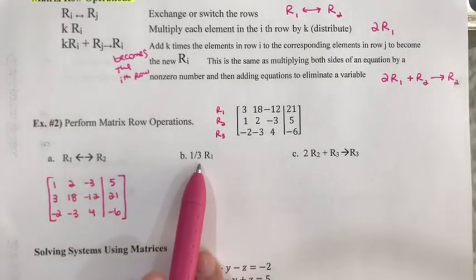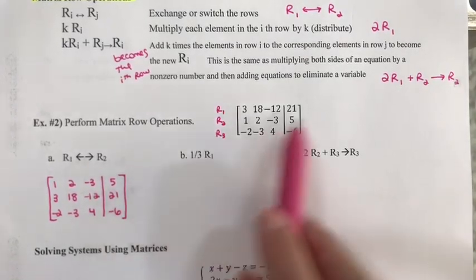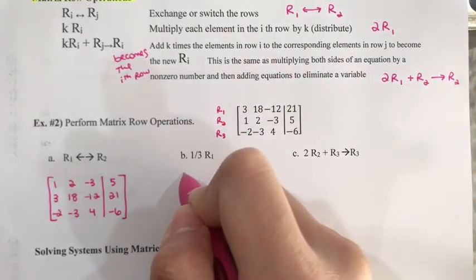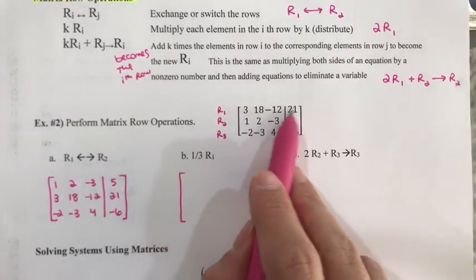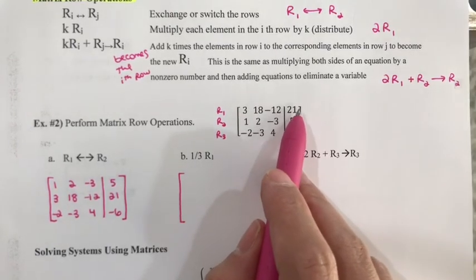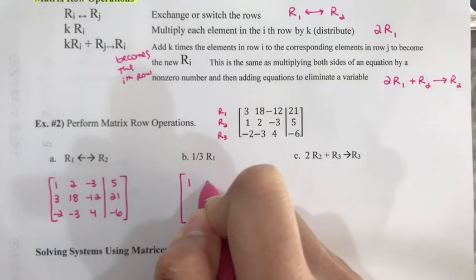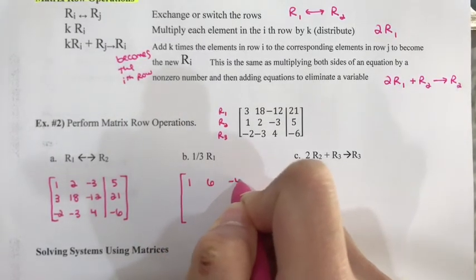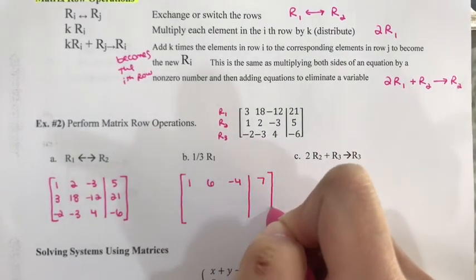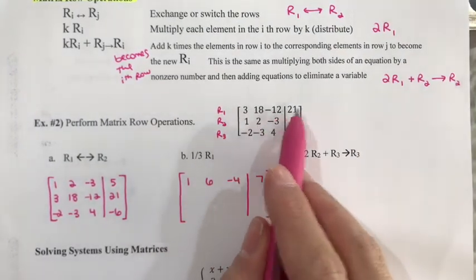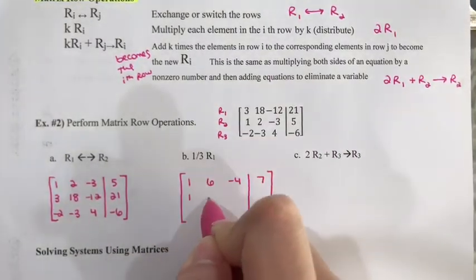Now, our second thing that we're asked to do is, what if we have 1/3 times the first row? I'm going to go back to the original problem and multiply all of these numbers in the first row by 1/3. Lucky for us, they're all divisible by 3, so it makes it a little bit easier. So notice we multiplied each number in the first row by 1/3. Nothing is happening in the rest of the matrix.